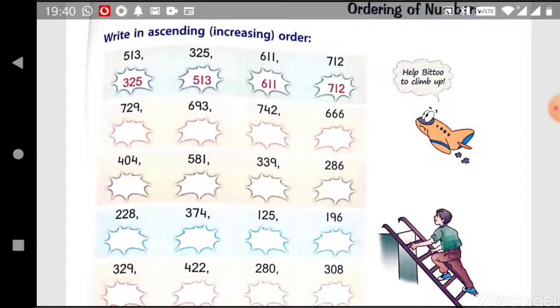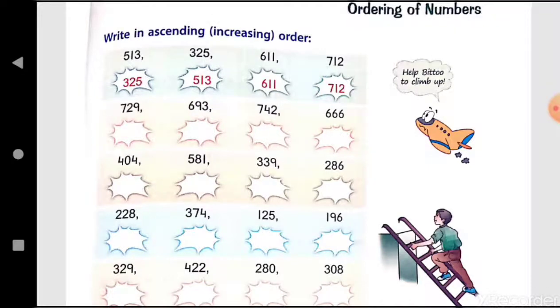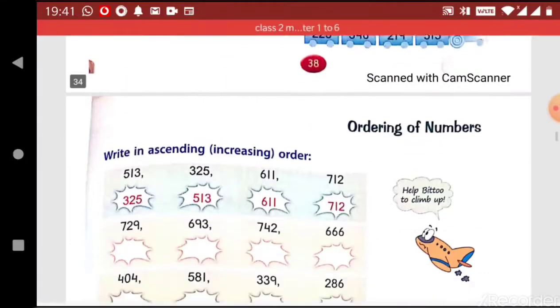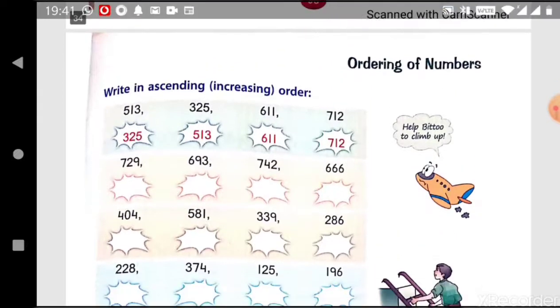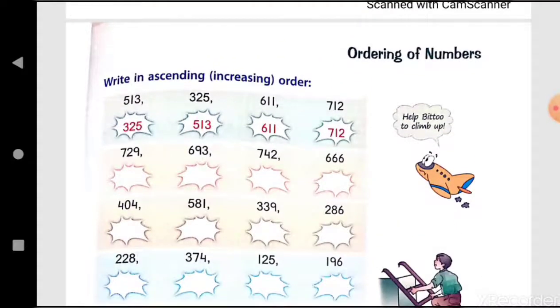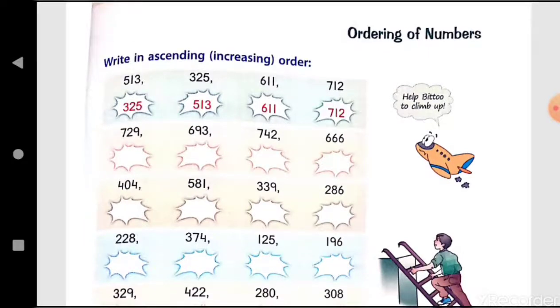So obviously the number with 6 at hundreds place would be smaller. So first we will see 693 and 666. Okay. So since the digit at hundreds place is same, we move on to the next place, that is tens place. So in tens place, the digits are 9 and 6. So which is smaller? 6 is smaller. So 666 would be the first number. The next number would be 693.